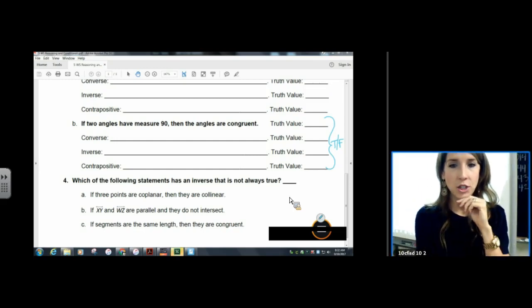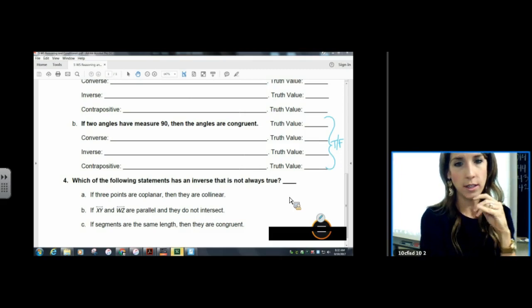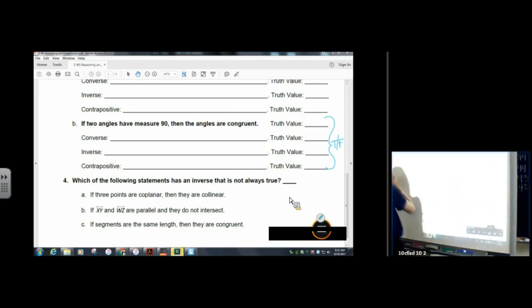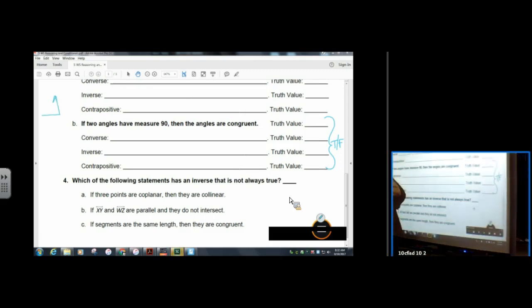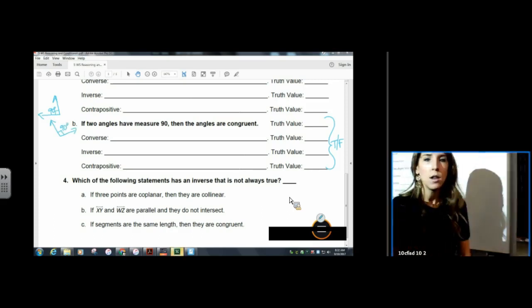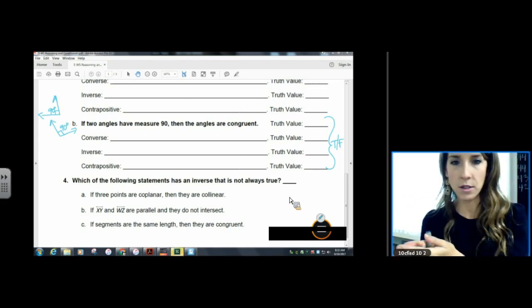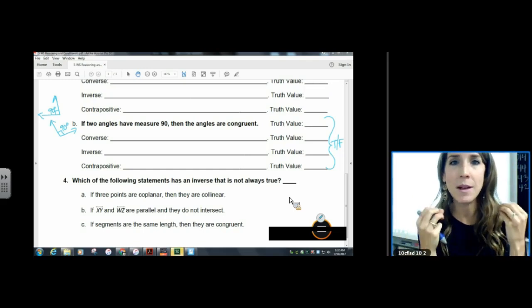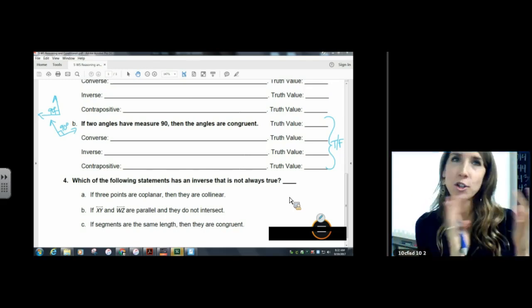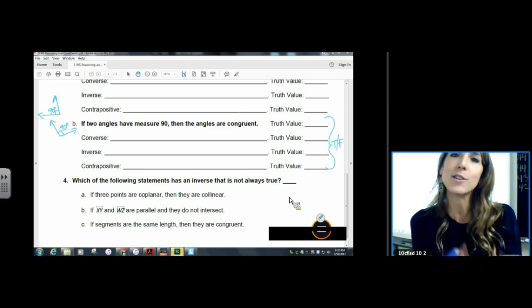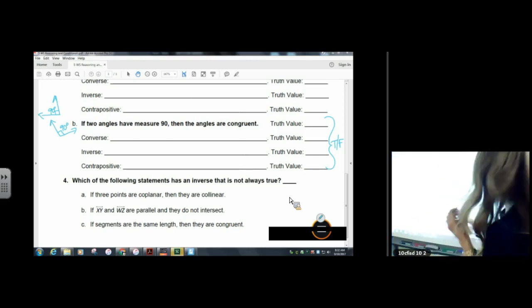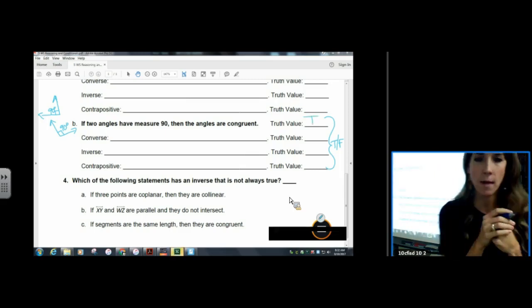If 2 angles have measure 90, then the angles are congruent. So I'll draw you a picture in case you're having trouble visualizing these. I've got one angle. I measured it with a protractor. It's 90 degrees. I have another angle. I measured it with a protractor, and it came out to 90 degrees. So if 2 angles measure 90, then the angles are congruent. Congruent means same size, same measure. On your sheet it says 2 segments with the same length, but these are 2 angles with the same measure. So that is true all the time, every time, no matter what.